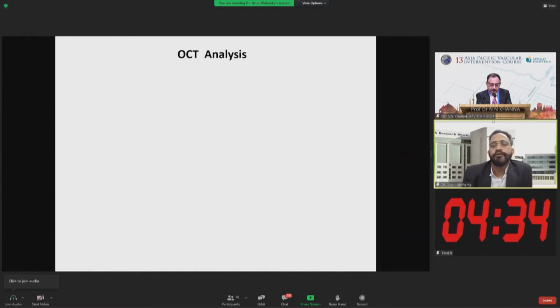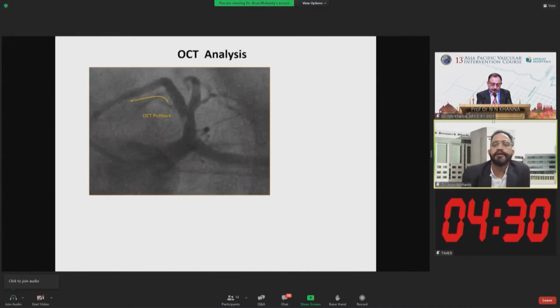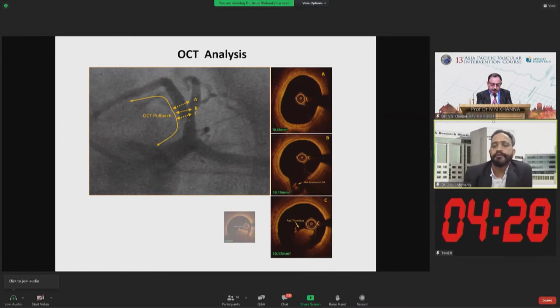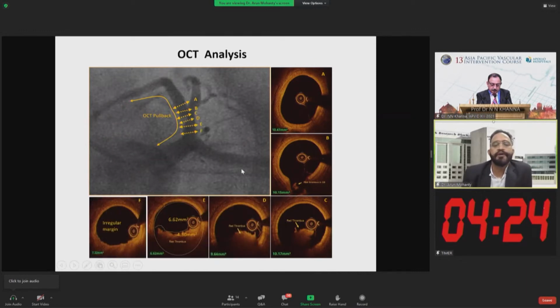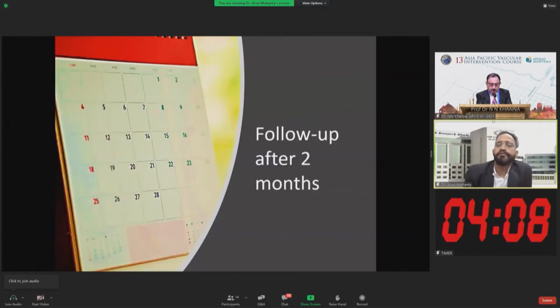The OCT run was done. I'll skip the run and go to the frames because of the time constraint. One can see a large thrombus load, red thrombus, and the proximal vessel is very normal. You can see a mixture of thrombus here with a wavy, irregular margin, suggestive of plaque erosion. This is the most common variety in young patients. They will come with this kind of acute MI.